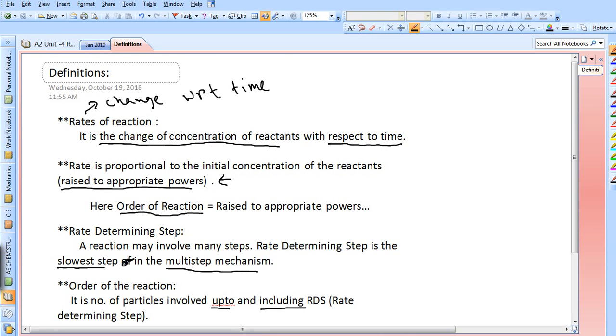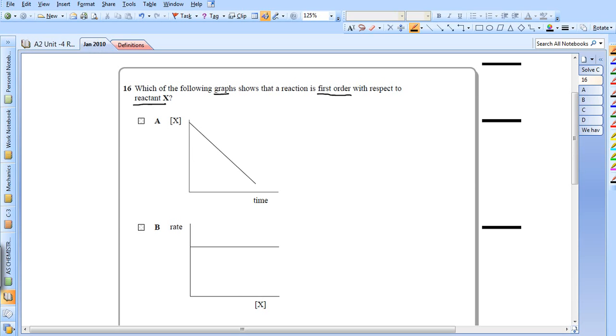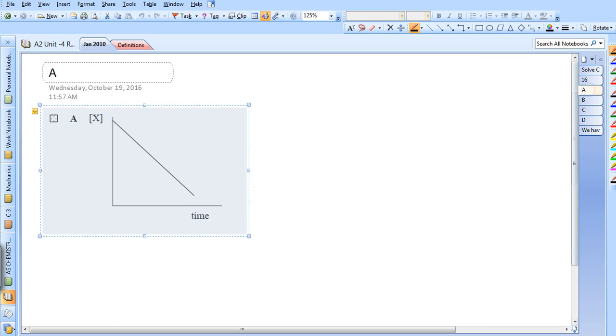So let us move on to the problem. Here they have asked us to identify the graph that shows that the reaction is first order with respect to reactant X. So let us examine each option separately. At first, let us examine the first option, that is A.